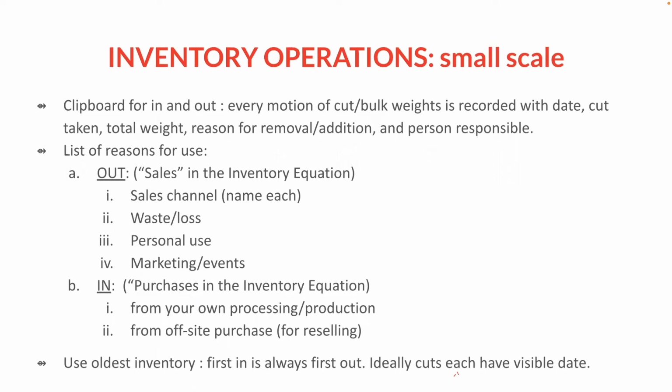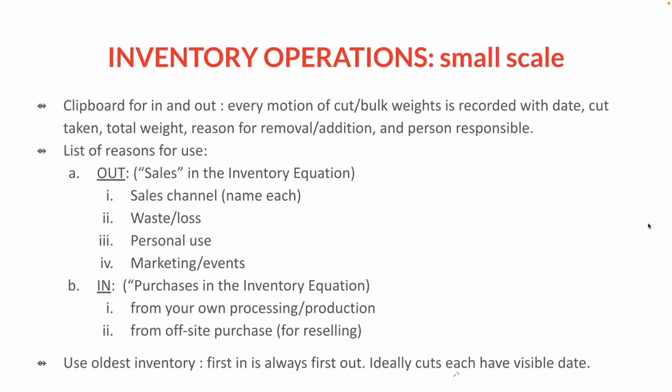So when you're physically removing 50 pounds of shoulder to take to the restaurant account, it goes out for waste or loss. You find a package that is actually no longer usable. You take it out. You take it out for personal use or staff use. And you take it out for marketing or events or samples or demos or special happenings. And all of those different reasons get translated into your books in different accounts, right? Because waste is not the same as a sale, is not the same as marketing.